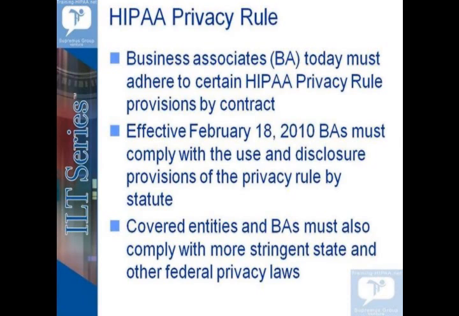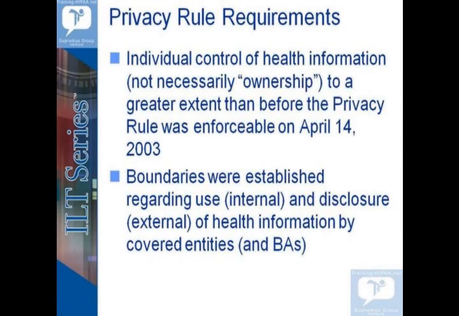Next slide. Now, what are some of the requirements of the privacy rule? It included individual control of health information, and that's not to be confused with ownership. Under many state laws, the owner is the provider. So there is a legal ownership of that data. But what the privacy rule did do is it allowed individuals certain control over their health information, such as access to that information, requesting amendments, and so forth.